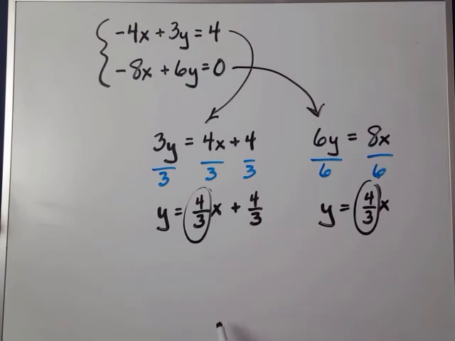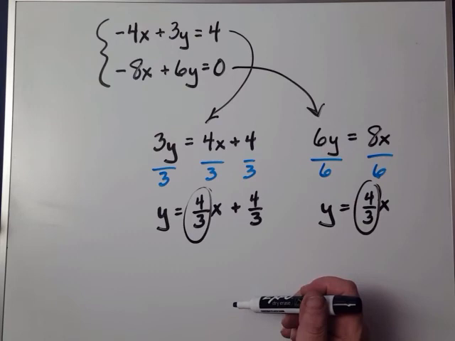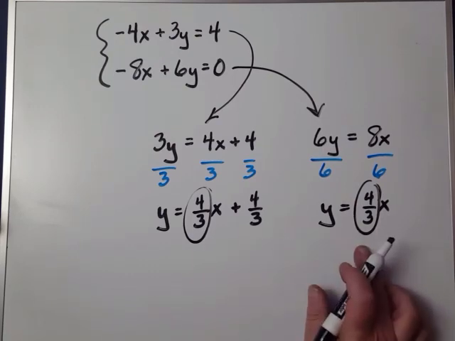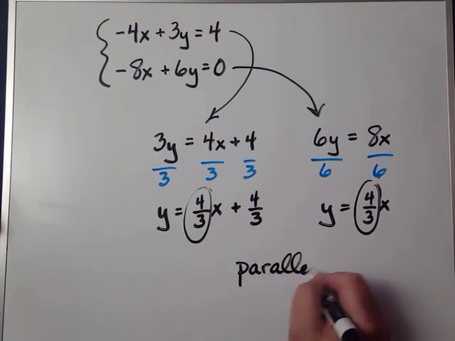What does that tell you about the relationship between these two lines? Are they parallel? Are they perpendicular? Are they neither? These two lines have the same slope. Lines with the same slope are parallel.